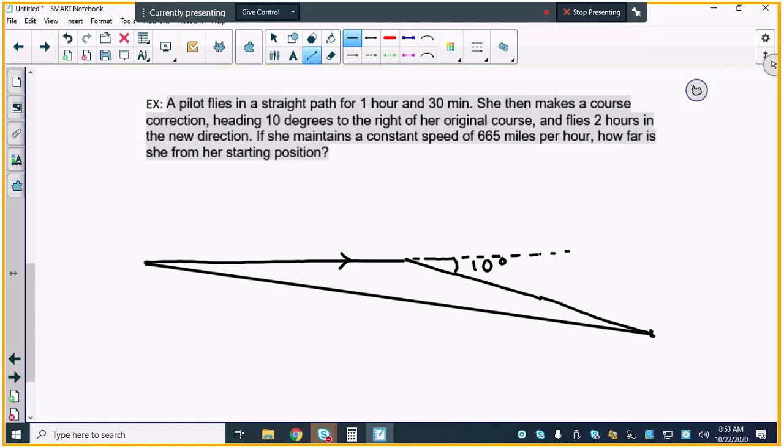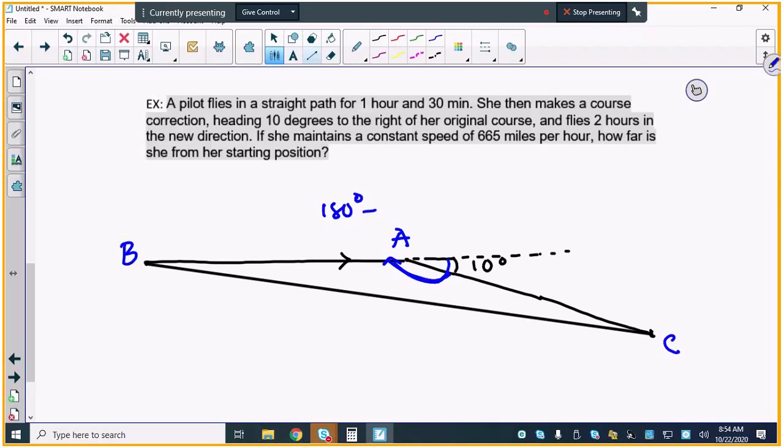Okay, so one thing we can find out by thinking of this as a triangle, we can say this is angle A, B, angle C, and also remember this angle total is 180 degrees. So this much of the angle is 180 degrees minus 10 degrees, so that is 170 degrees. So angle A is 170 degrees.